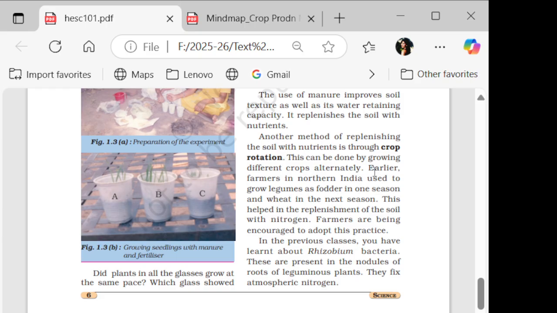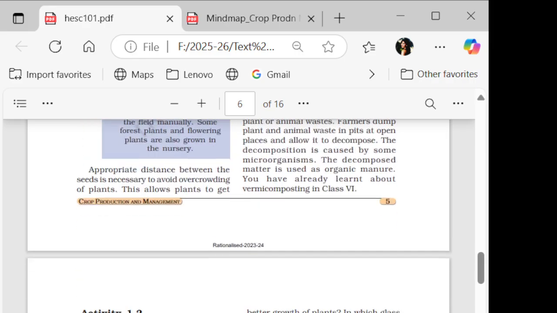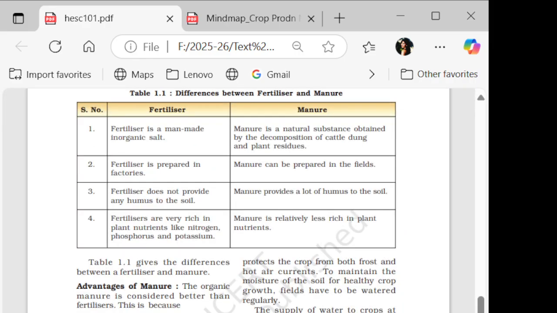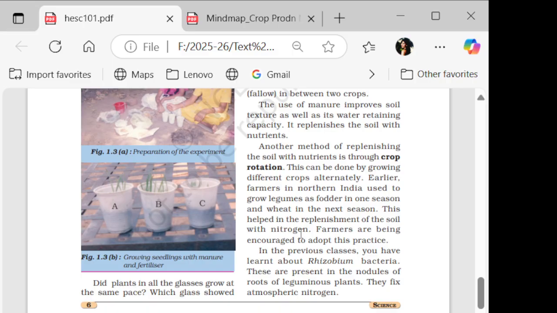Many times farmers also keep 3 or 4 pieces of land and they plant different crops in all 4 fields. So that is also a kind of crop rotation. And nowadays farmers are adopting this technique a lot.